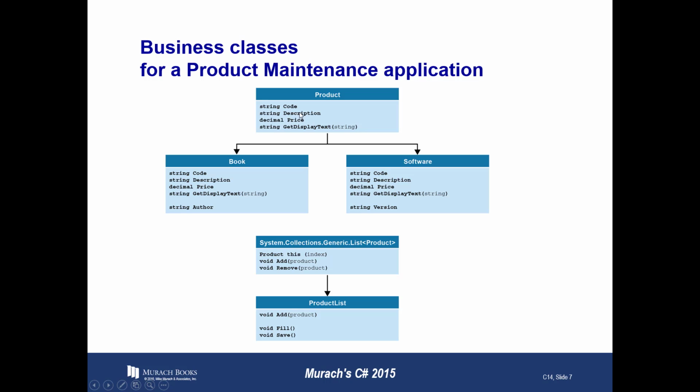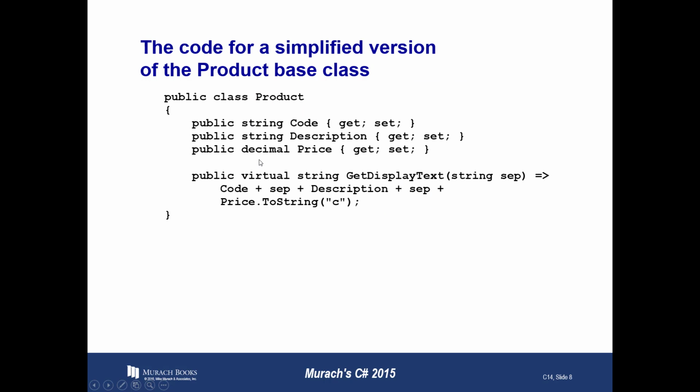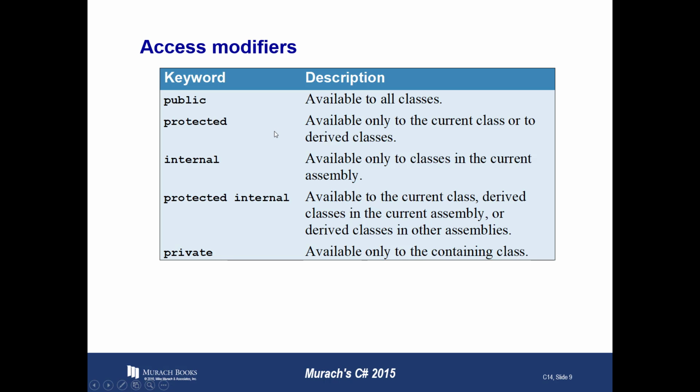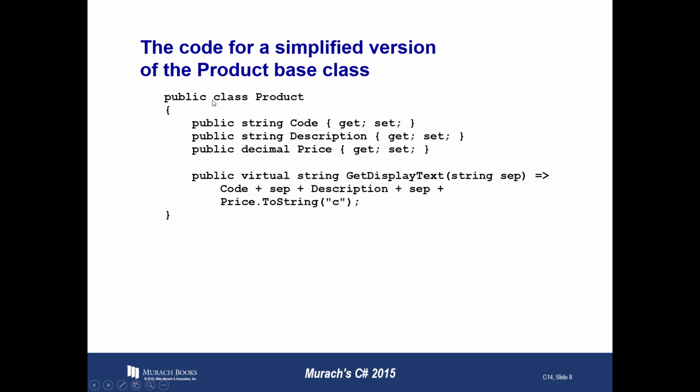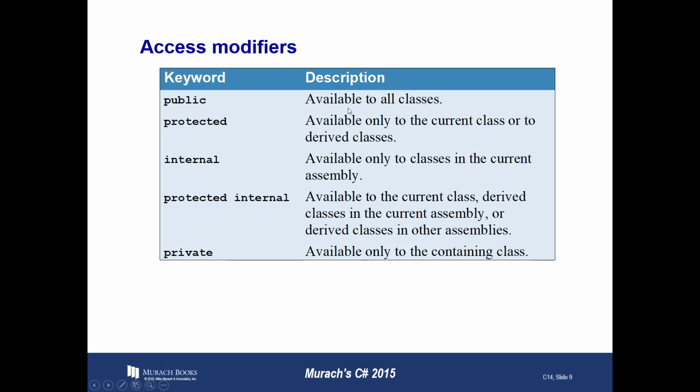Three of them are members or fields. One is a method. And there we've got it. Looks pretty similar to what we had before. But notice everything that's in here is public. All right? Public means that it's available everywhere.